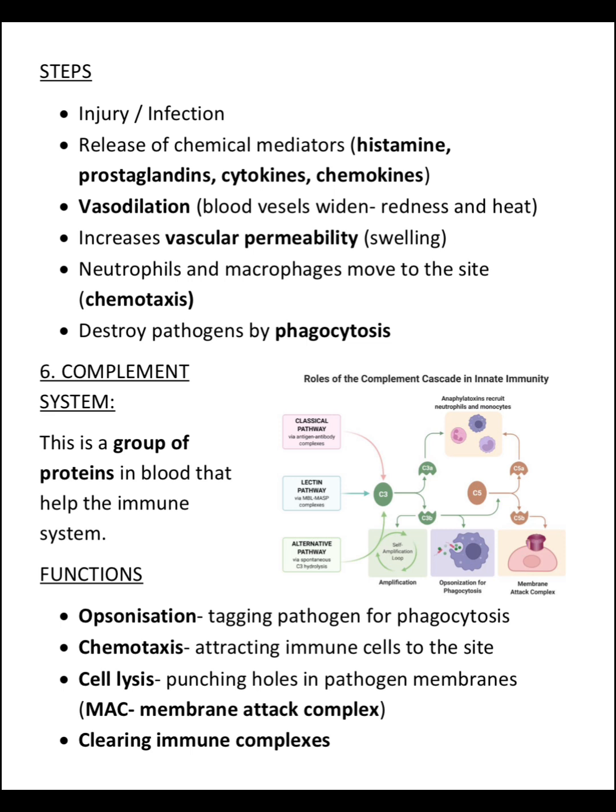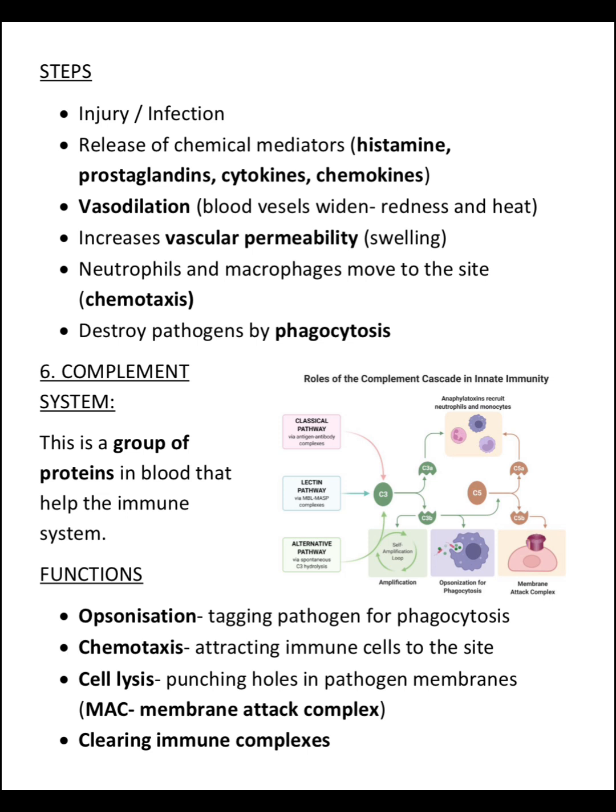Before we understand about this function, we need to know that the complement system has three pathways: classical pathway, lectin pathway, and alternative pathway. Classical pathway is triggered when antibodies bind to a pathogen. Lectin pathway is triggered when mannose binding lectin binds to sugars on the pathogen's surface. And alternative pathway is triggered spontaneously by direct contact with pathogen's surface.